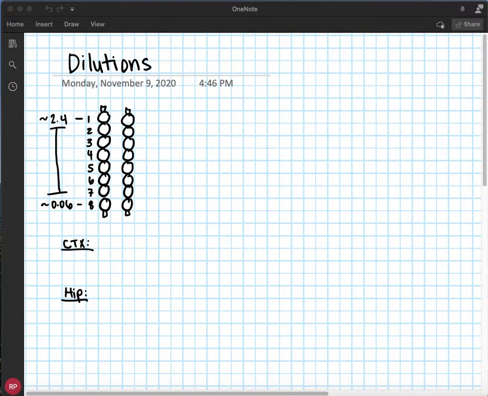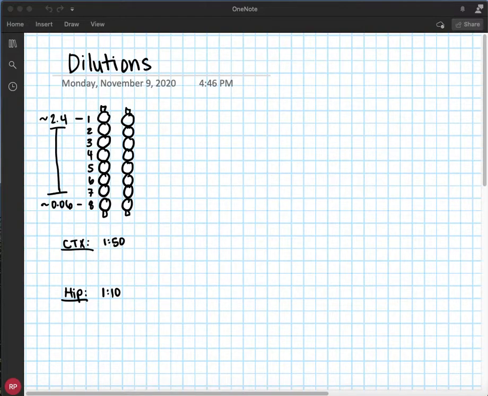If you are ever curious how ELISAs have been run in the past in the lab, you can take a look at the Excel sheet in Box. It has all the information that you'd ever want to know about the ELISAs. But typically for the cortex, a 1 to 50 or around a 1 to 50 is a good dilution to aim for. And for the hippocampus, a 1 to 10 is a good dilution to aim for.